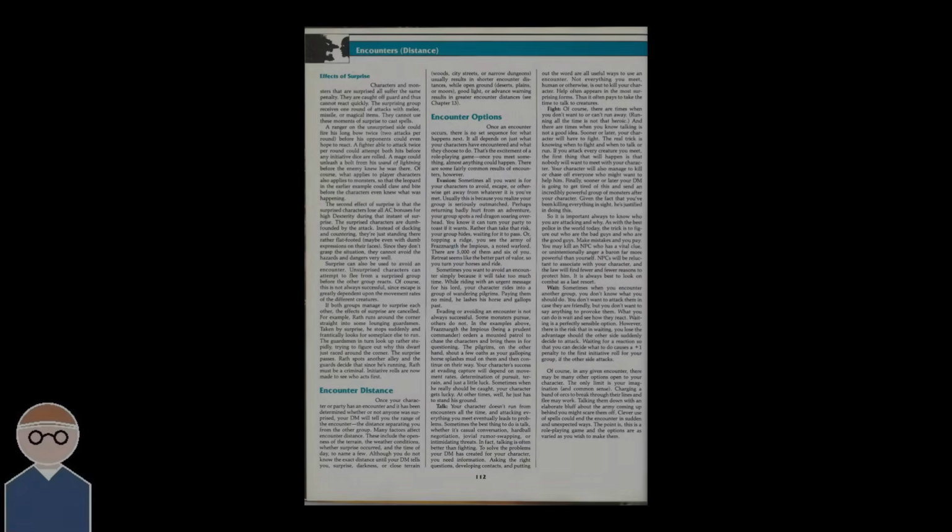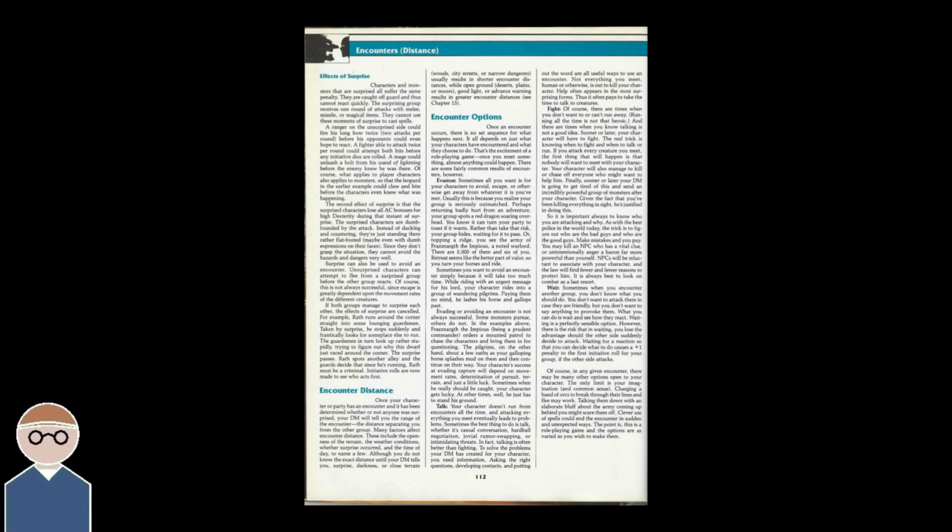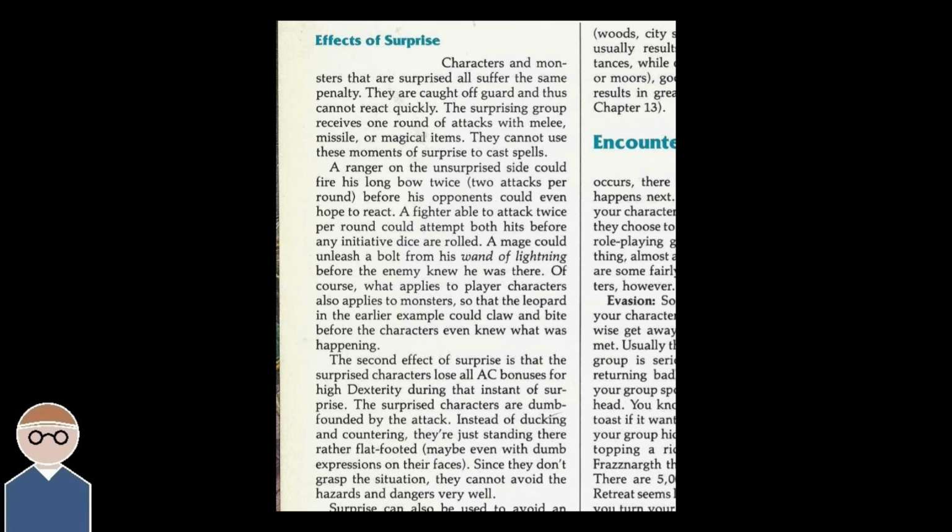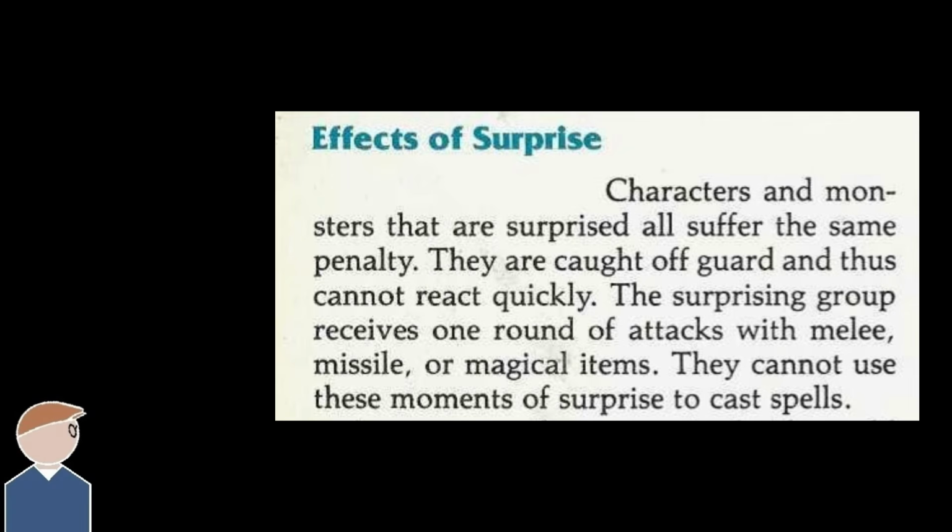On page 112 of the PHB, there's a block of text that covers the effects of surprise, and the first paragraph reads, "Characters and monsters that are surprised all suffer the same penalty. They are caught off guard and thus cannot react quickly. The surprising group receives one round of attacks with melee, missile, or magical items. They cannot use these moments of surprise to cast spells."